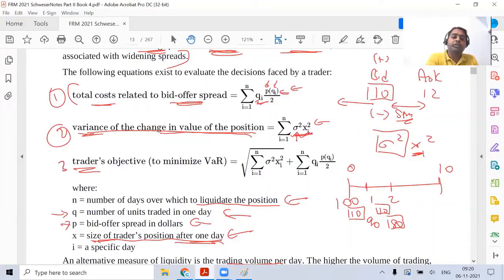The third section: the trader's objective is to minimize VAR. Obviously, because whenever a trader wants to liquidate, he would try to minimize the cost and also the variance. We can also see that both components are ones the trader wants to reduce. Now there is a square root over here because it was a variance; they want to convert it into standard deviation. Hence, the square root has been added.